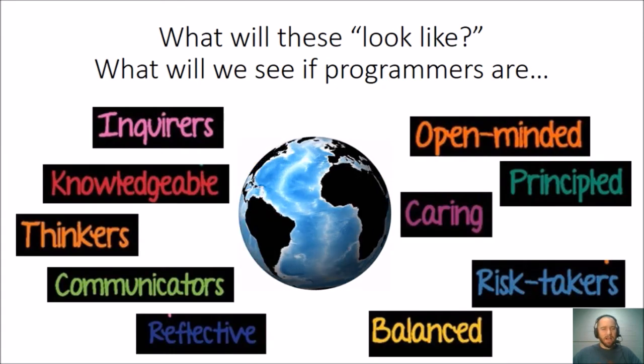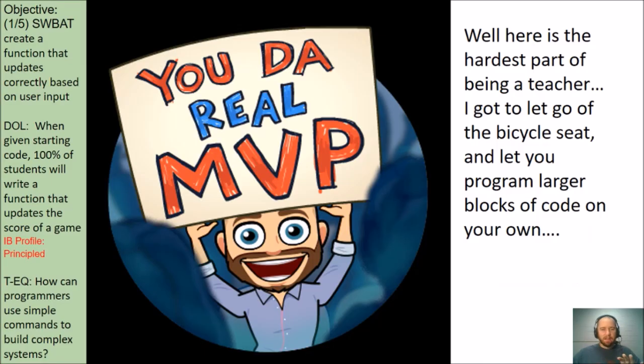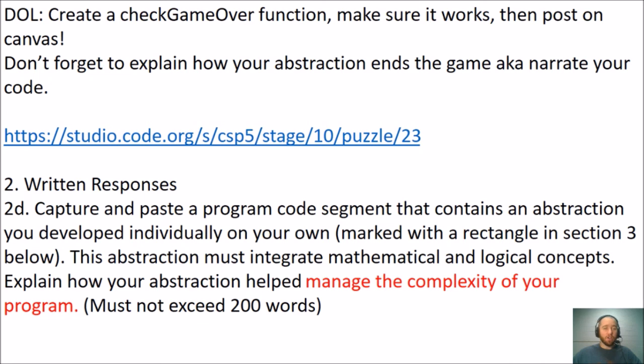So go ahead and pick an IB attribute trait that reflects today's lesson. And this is it. This is the hardest part of the day. I'm asking you to program a large block of code all on your own. So here's the link to that. Down here is just a reminder of what we ultimately have to do on the test. So we have to create code that is original and then write a response to it. So the directions of the DOL right here is create a check game over function, make sure it works, then post it on Canvas. Don't forget to explain how your abstraction ends the game, that is aka narrate your code.